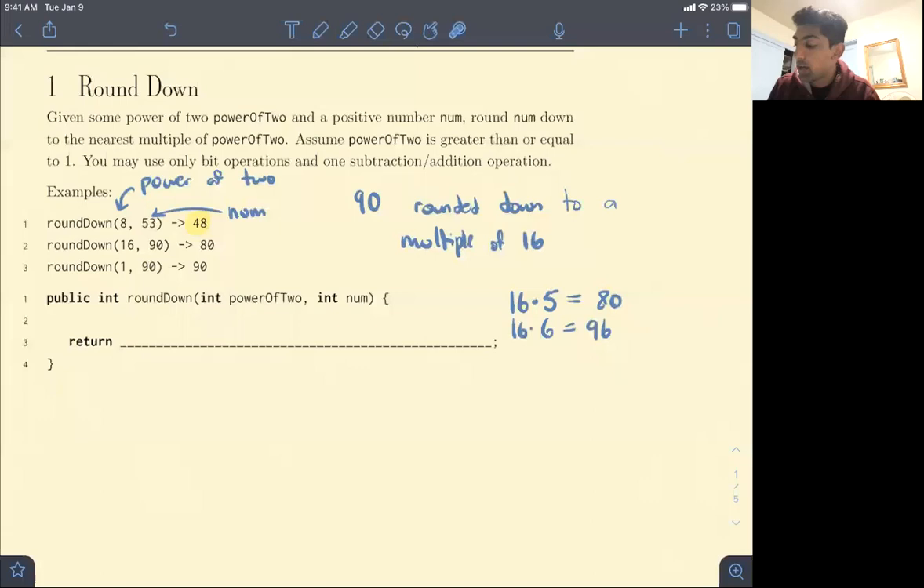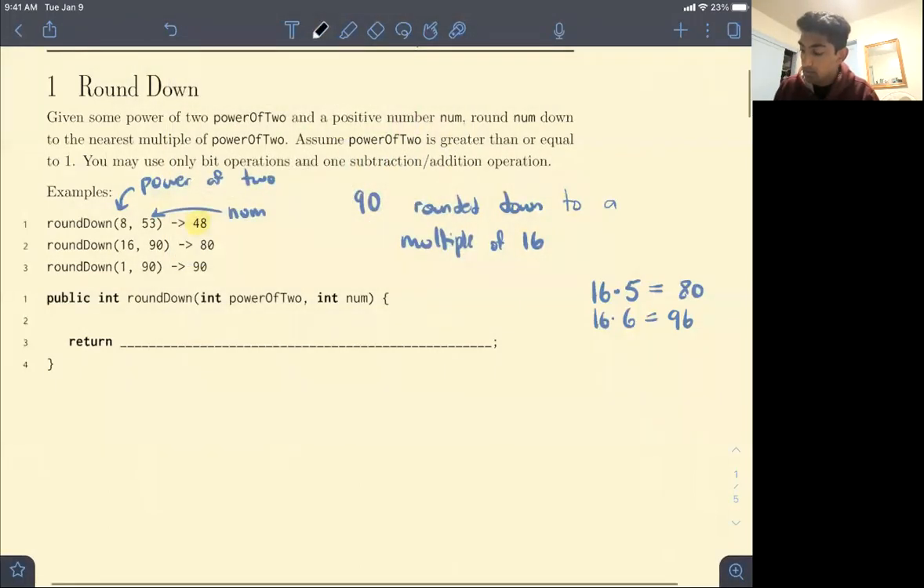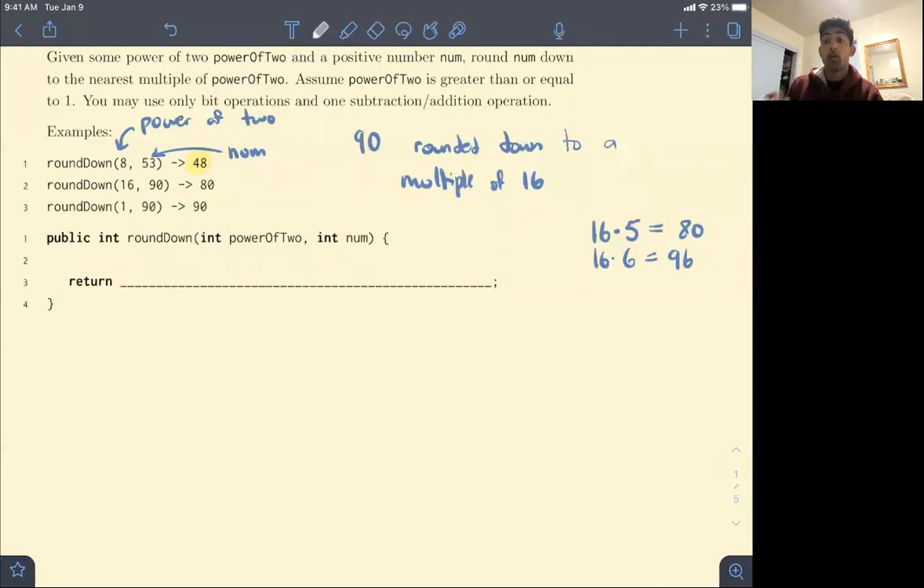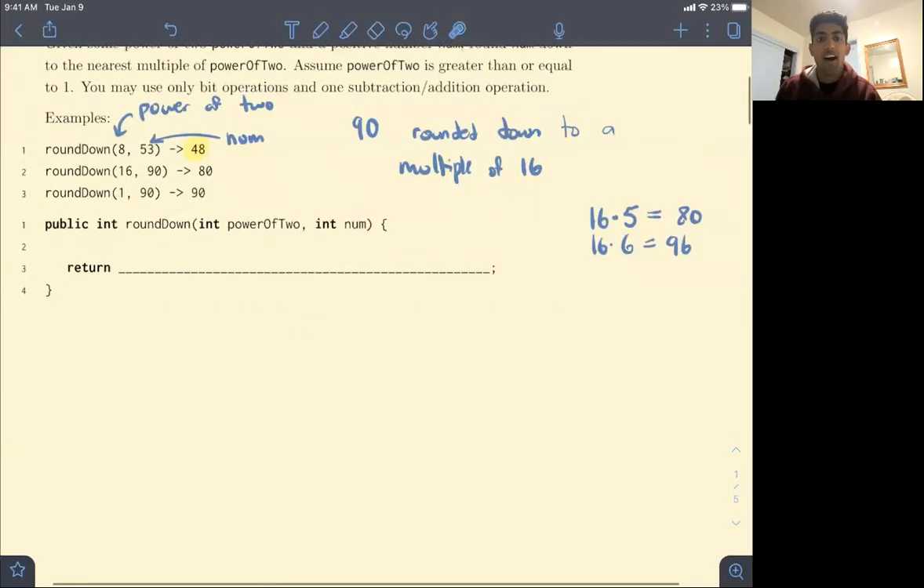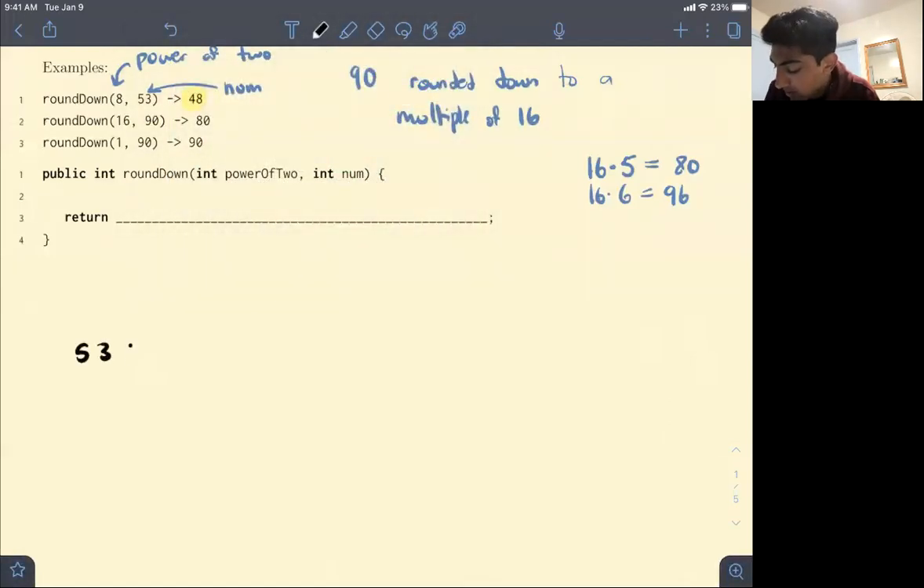So now that we understand what the problem is asking, let's transition into approaching the logic for the solution, right? So what I'm going to do now is try to write these numbers in binary and see if we can learn something about how these powers of 2 look and how 48 looks in comparison to 8 and 53, okay? So suppose that we have 53 in binary. And let's also put 8 in binary.